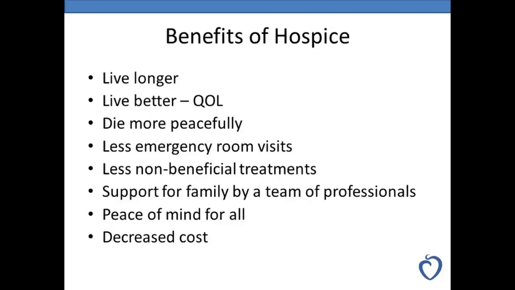We support the family with a team of professionals. So the family doesn't have to go through this difficult time all alone. And there's a peace of mind for all that we are doing the best we can and with all the benefit that can be given, and the right things are being done. And then of course there is a decreased cost.